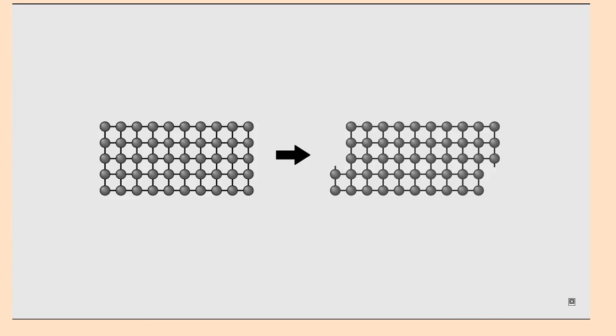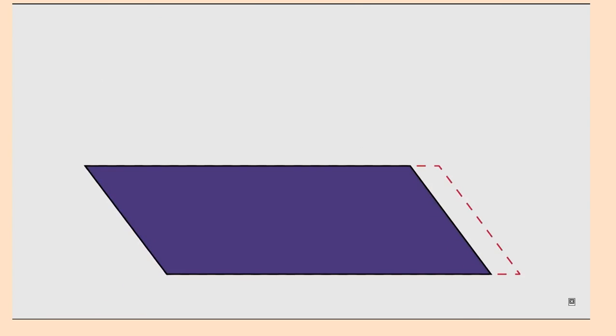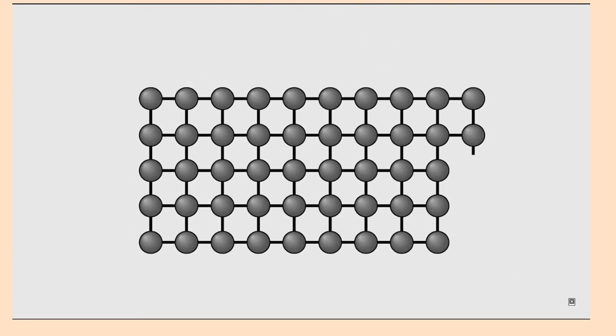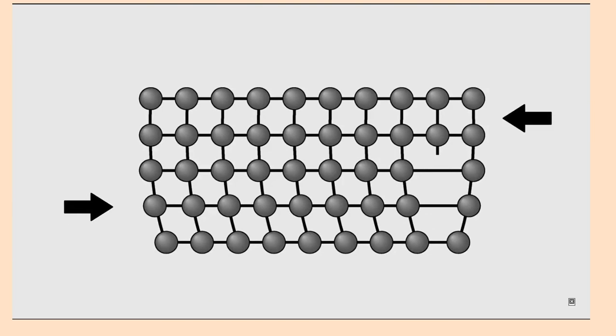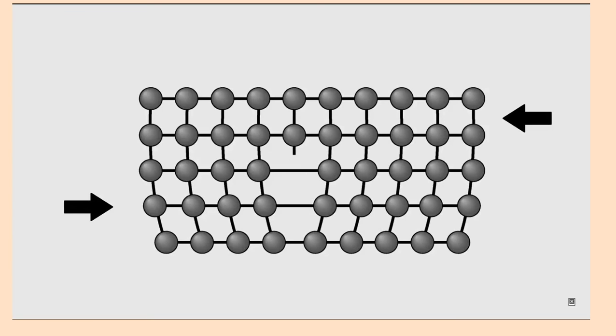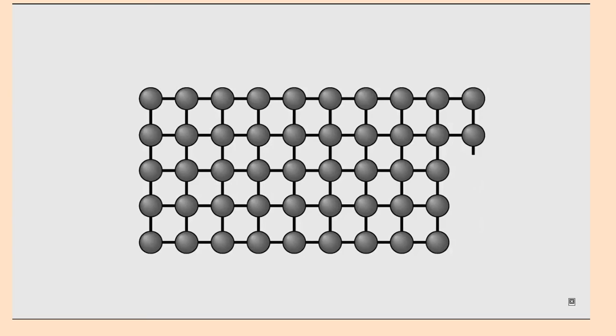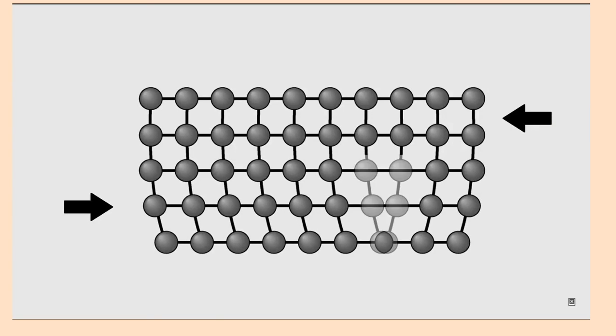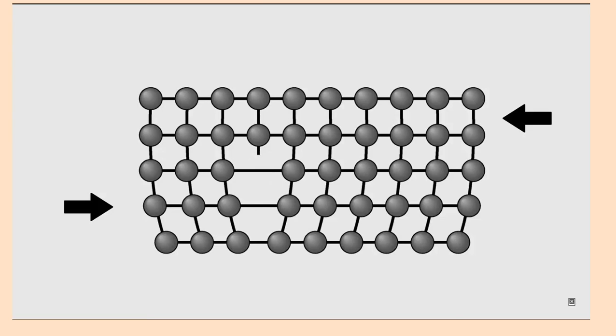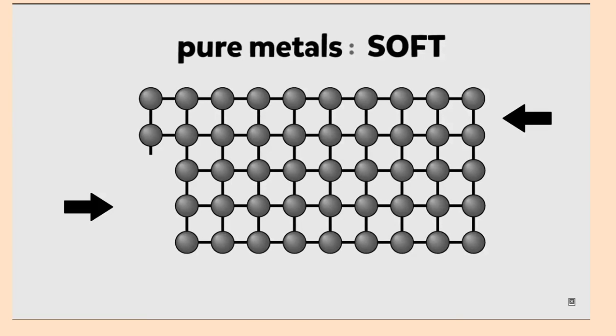However, this process does not happen all at once, but bit by bit, rather like trying to move a carpet by putting a ruck in it. Here is the way it happens in a metal. You see the slip moving easily one atom at a time where there's a dislocation in the lattice. It is this easy movement of atoms in the crystal lattice that makes most pure metals soft.